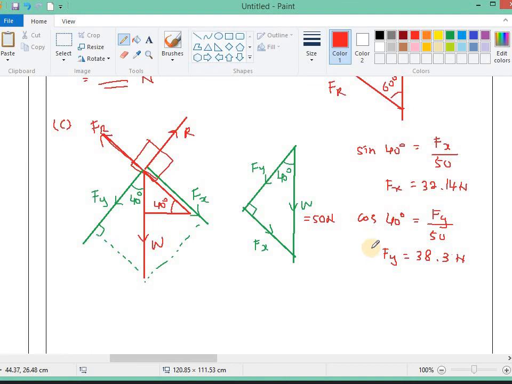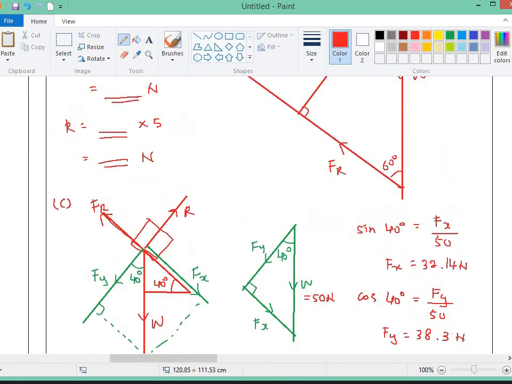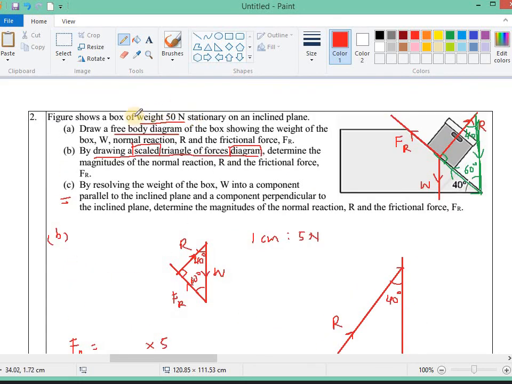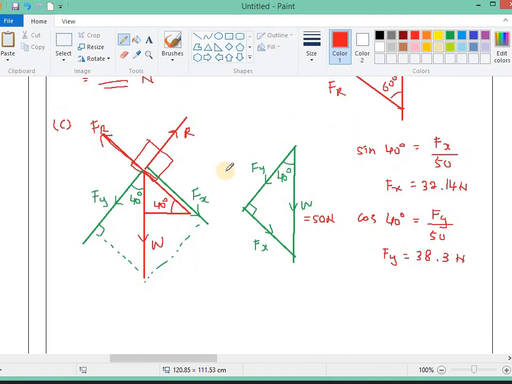So after we get this Fx and Fy, you see it says here, by resolving the weight into a component parallel to the inclined plane and a component perpendicular to the inclined plane, determine the magnitude of the normal reaction and frictional force. So we look at the question. It says the figure shows a box of weight 15 newtons stationary. If stationary, that means it's not moving. That means this friction and this Fx are equal to each other. This Fy and this reaction are equal to each other. So you see all the forces are in equilibrium. These two balance, these two balance.